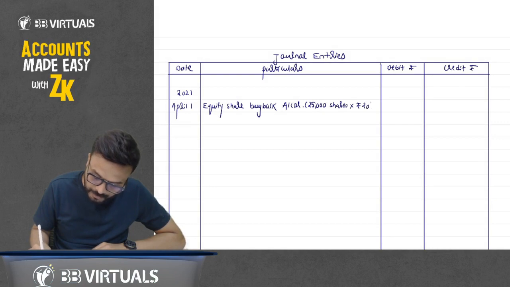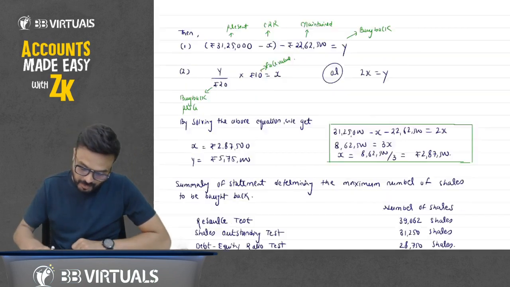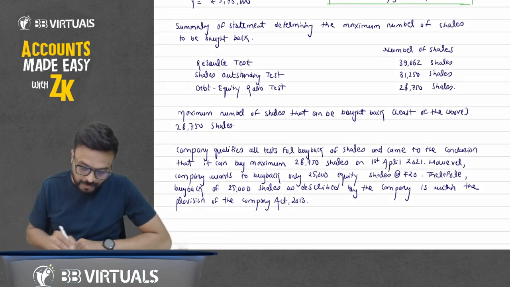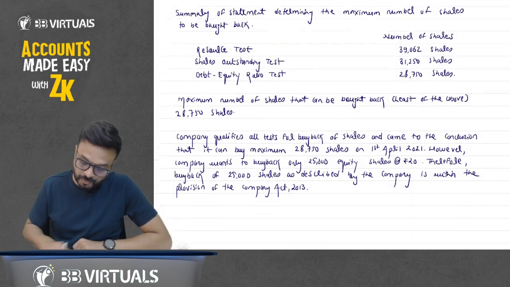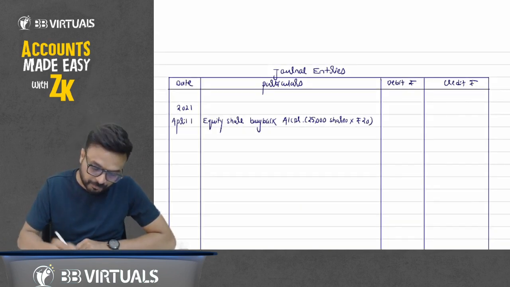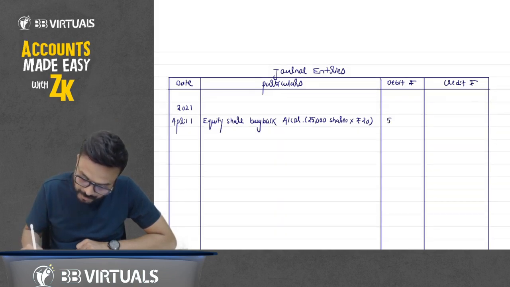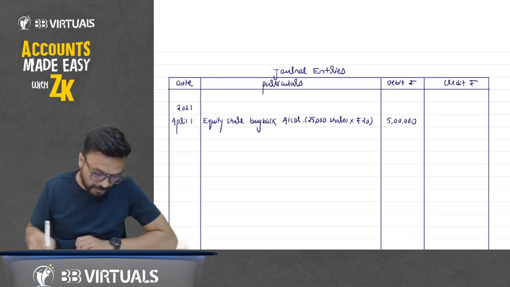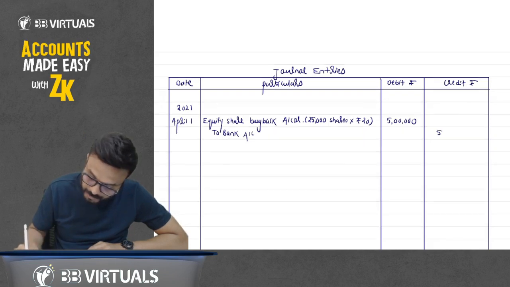of rupees 20 each. So maximum that we can do buyback is how much? We've calculated here 28,750. How much we want to do? 25,000 only. So 25,000 multiplied by 20 comes to 5 lakh. So equity share buyback account debit 5 lakhs to bank account. How much is it? 5 lakhs.